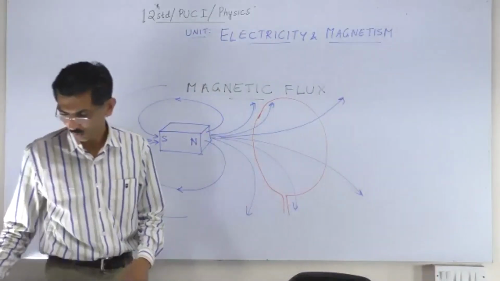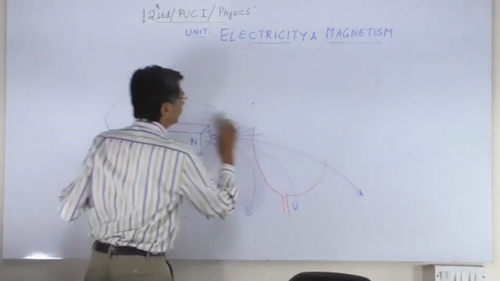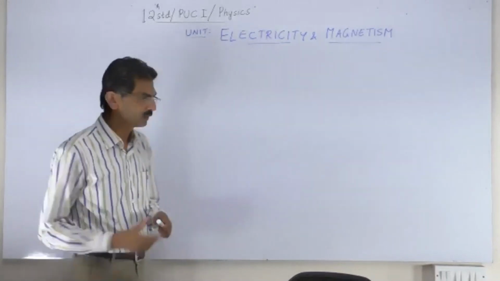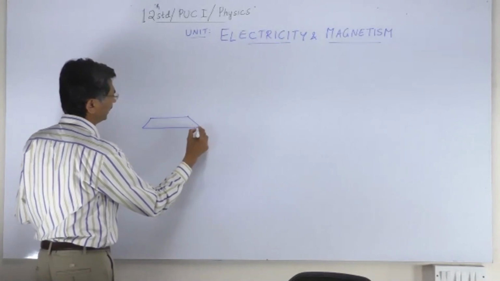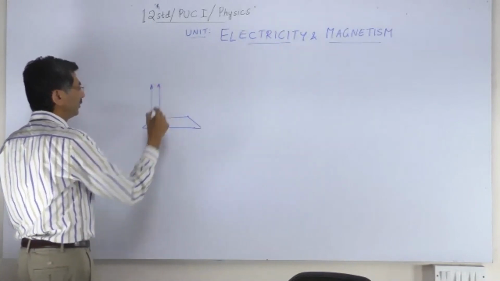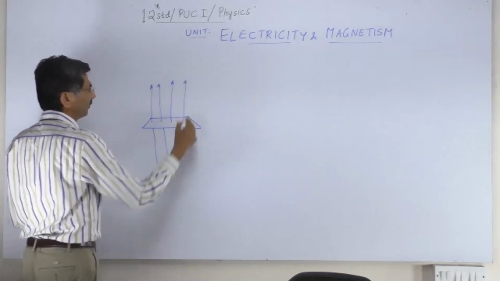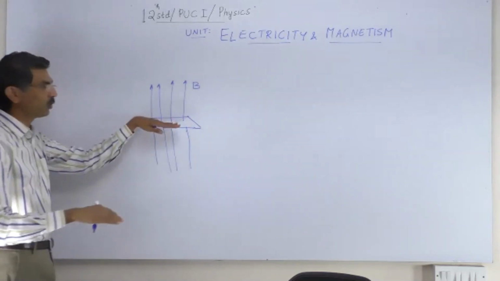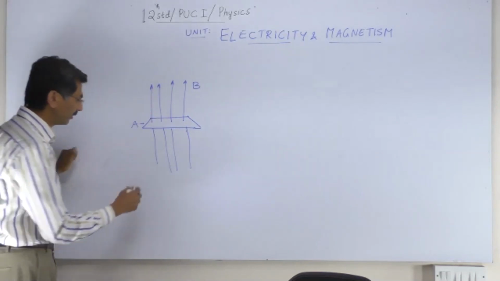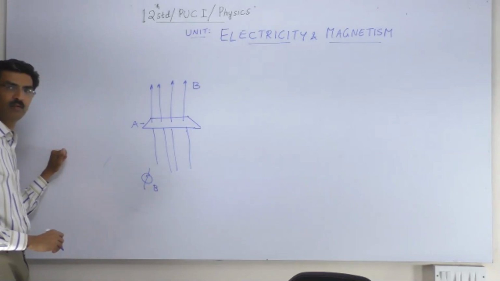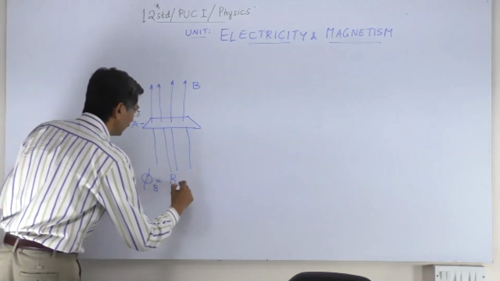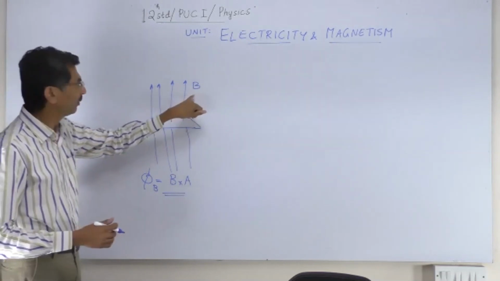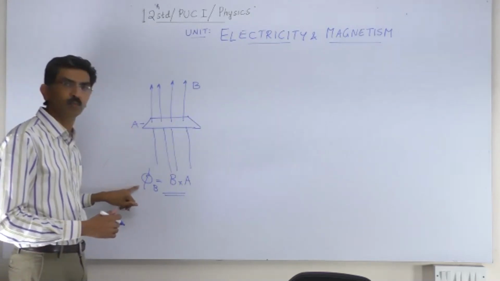To draw it on the board, when the rectangular coil is perpendicular to the magnetic field lines, B, and this is A. A is the area of the coil, and the plane of the coil is perpendicular to the magnetic field. Then the magnetic flux, indicated by the character phi, is B into A. It is just a product because B is the magnetic flux density. Magnetic flux density multiplied by the area gives you the total magnetic flux.